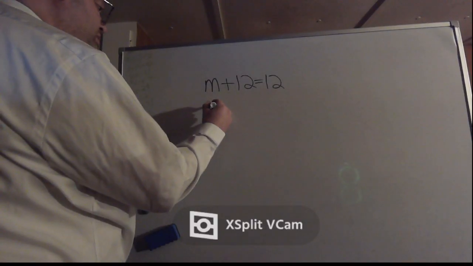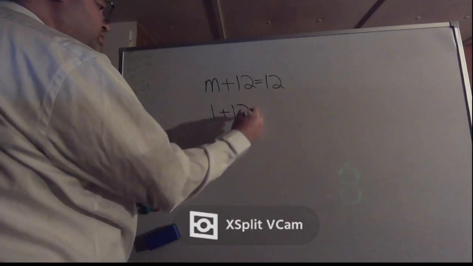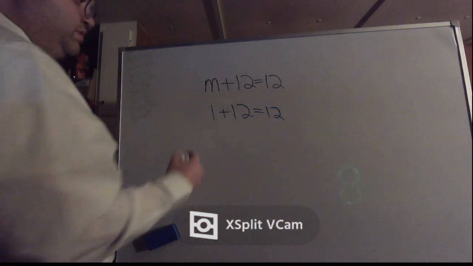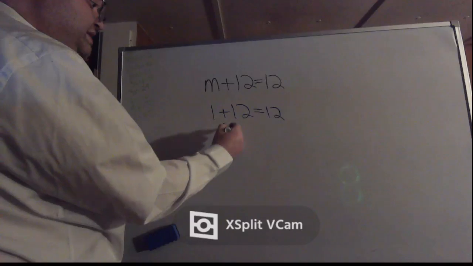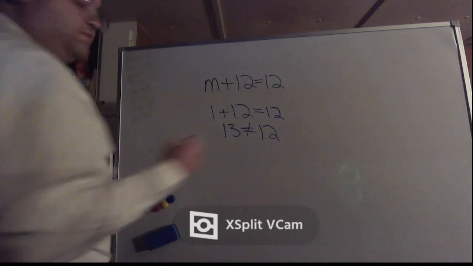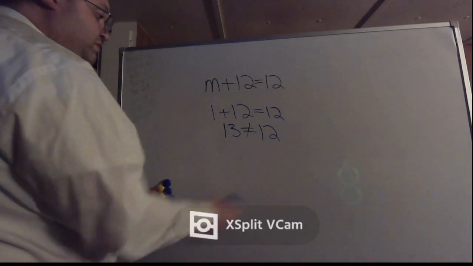Alright, how about if m's 1? So we'll have 1 plus 12. Is that going to be equal to 12? That has yet to be seen. Well, 1 plus 12 is 13. We know 13 also does not equal 12. That gives you a false statement about 13 equaling 12.